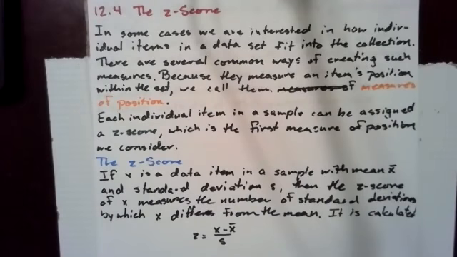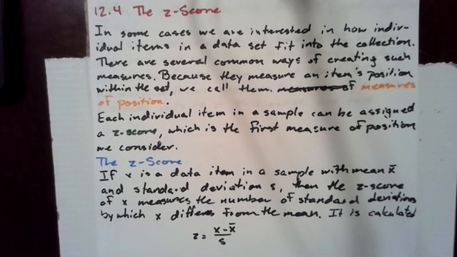In this video, we will discuss the Z-score. In some cases, we are interested in how individual items in a data set fit into the collection. There are several common ways of creating such measures. Because they measure an item's position within the set, we call them measures of position.